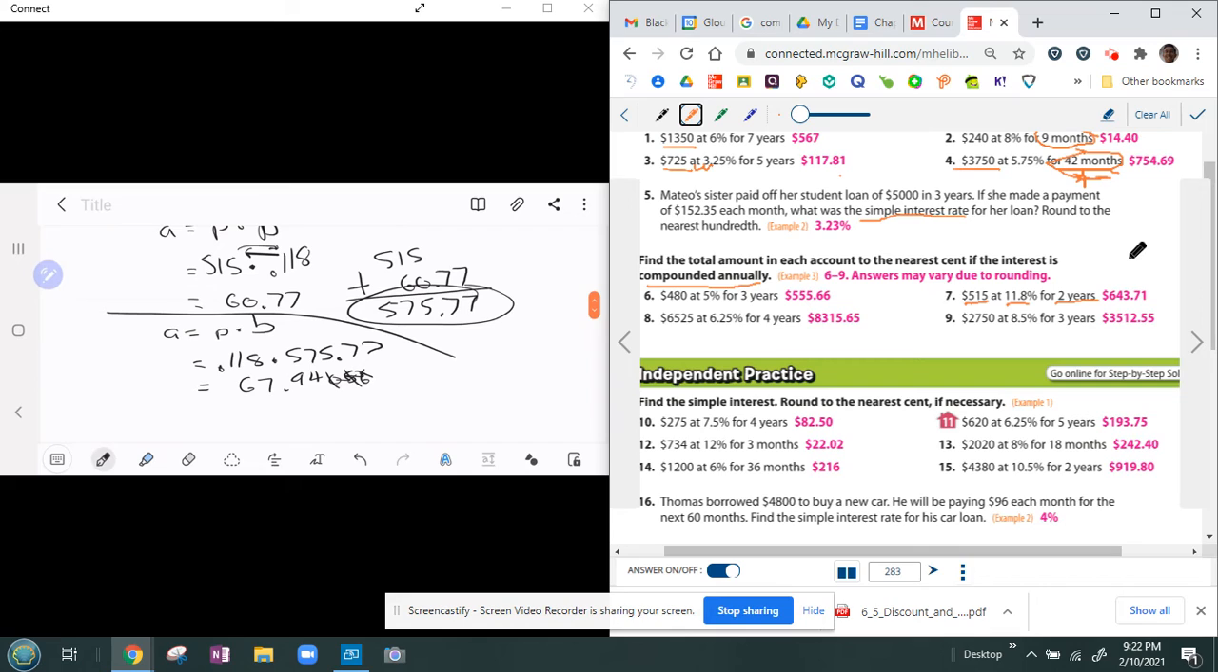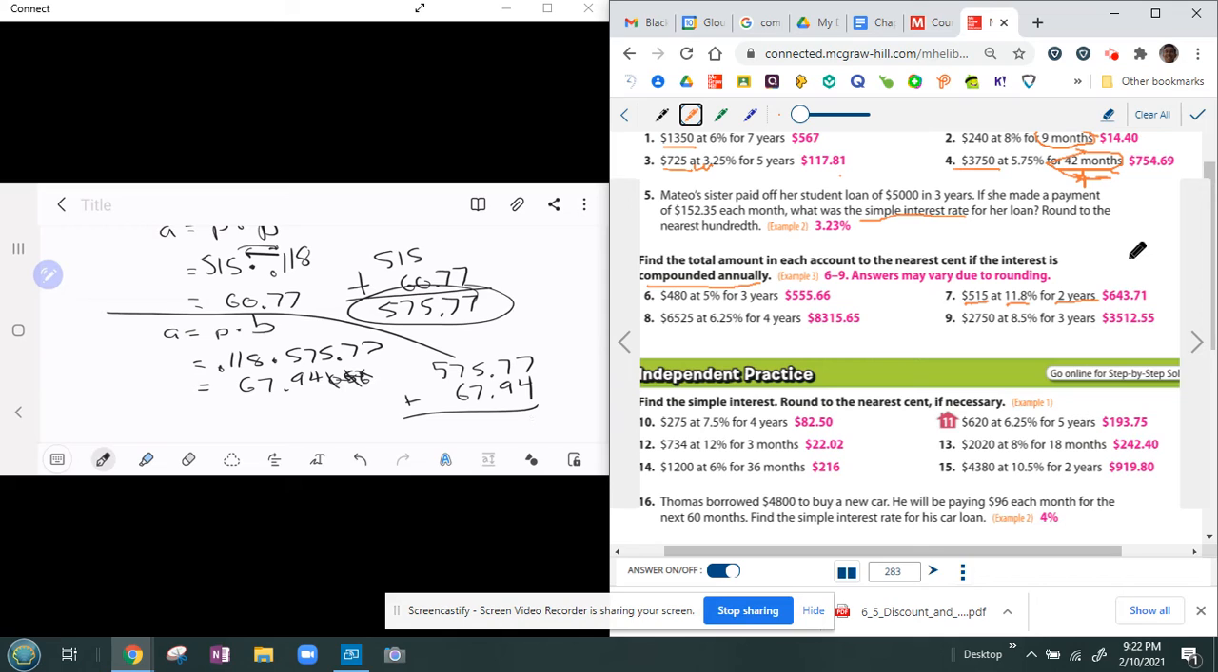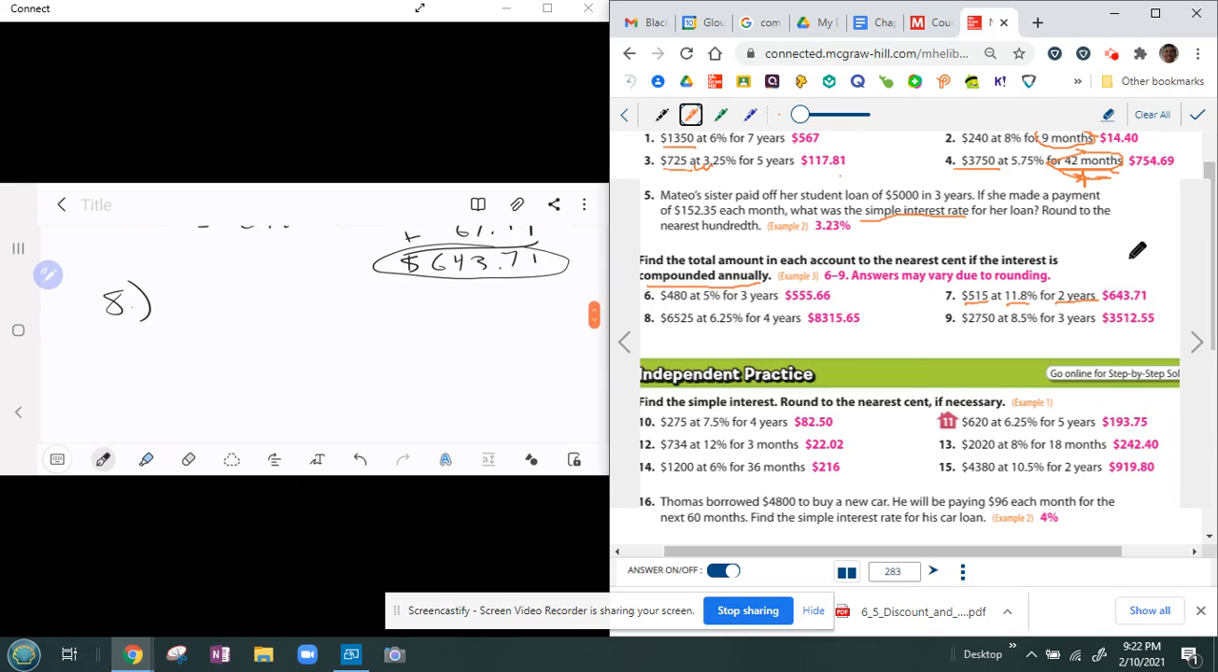And now we're going to add that. We only had to do it for 2 years, so 575.77 plus 67.94. And we get 643.71. Just like the book. All right, we're doing okay. Hanging in there. Thanks for sticking with it.